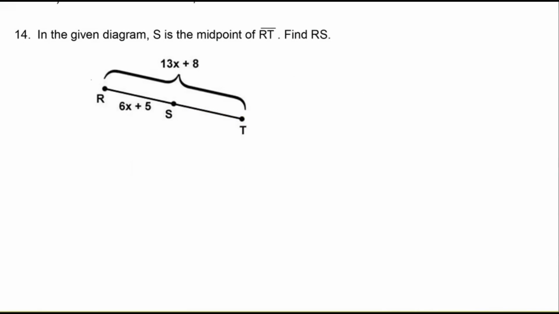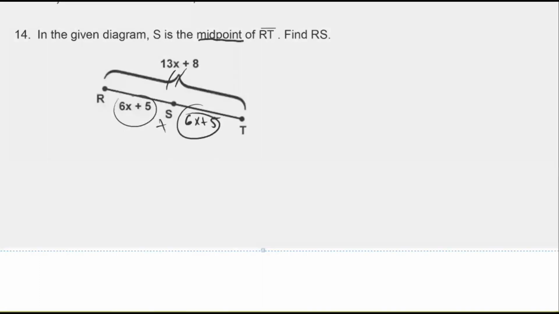So we know that the whole thing, right? I'm just going to do it this way first, and maybe it'll start making sense. In the diagram, S is the midpoint. That midpoint means half. So this is 6x plus 5, and this is also 6x plus 5. Now I have this plus this is equal to that. So let's set it up.